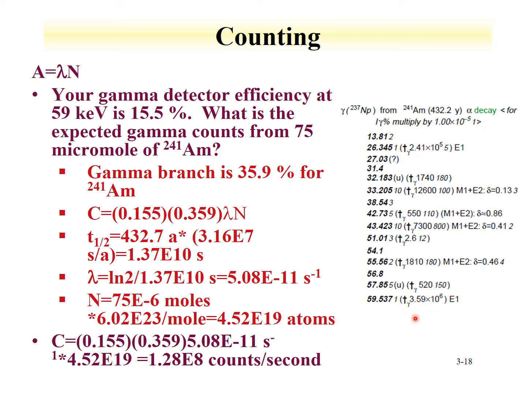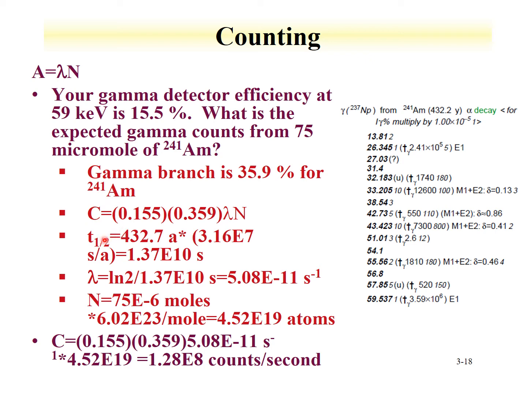So it's 35.9% is my gamma branch. So I need to take my detector efficiency, multiply it by the gamma branching. So in other words, for every time americium decays, 35.9% of the time this photon appears. When that photon appears, I only see it in the detector 15.5% of the time. Then I use my lambda N. That's equal to my counts.